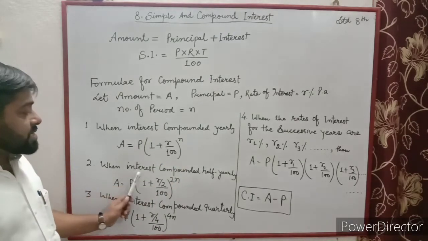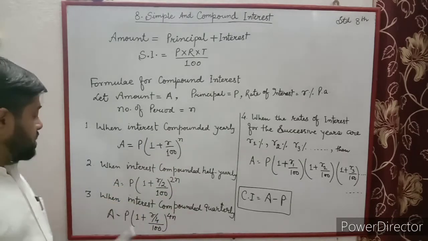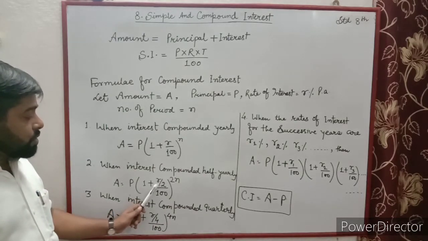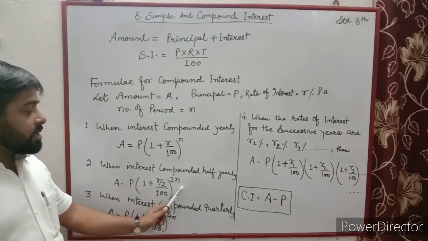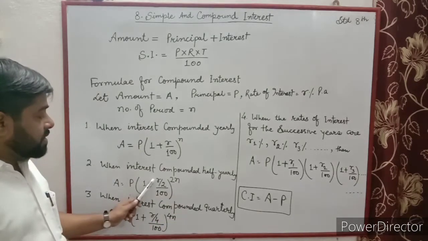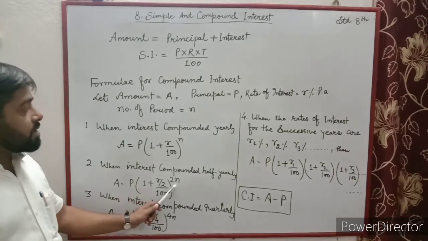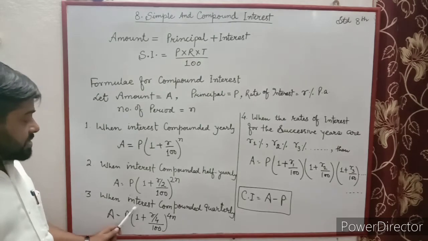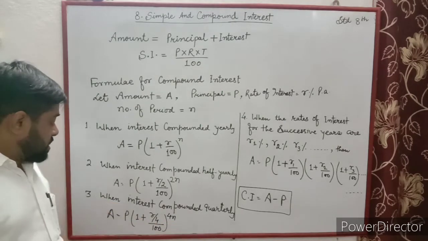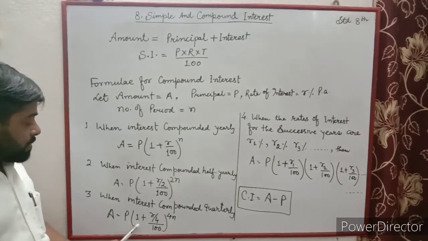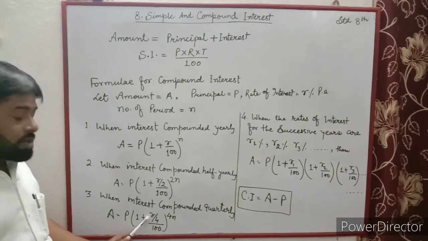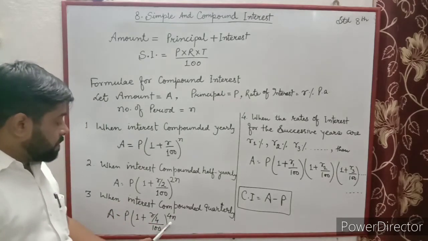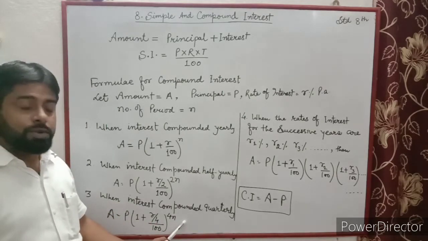Second, when interest is compounded half yearly or semi-annually, amount is equal to P into (1 plus R by 2 by 100) to the power 2n because it is half yearly. So rate becomes R by 2 and number of conversions becomes 2n. Now third, when interest is compounded quarterly, amount is equal to P into (1 plus R by 4 by 100) to the power 4n. So rate of interest is divided by 4 because it is quarterly. Number of conversions is equal to 4n.